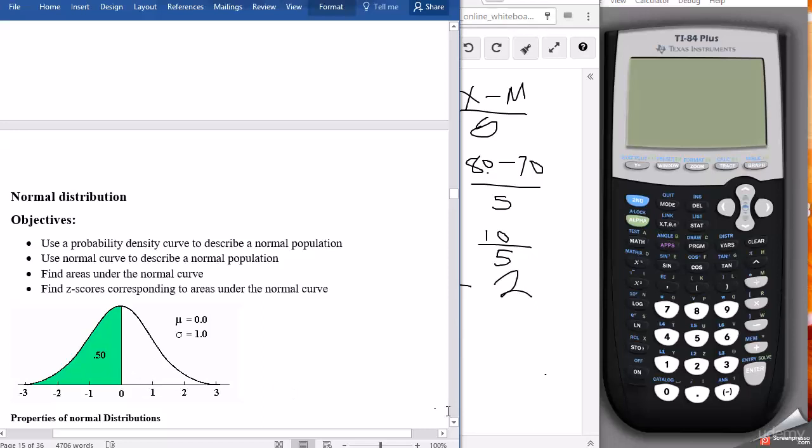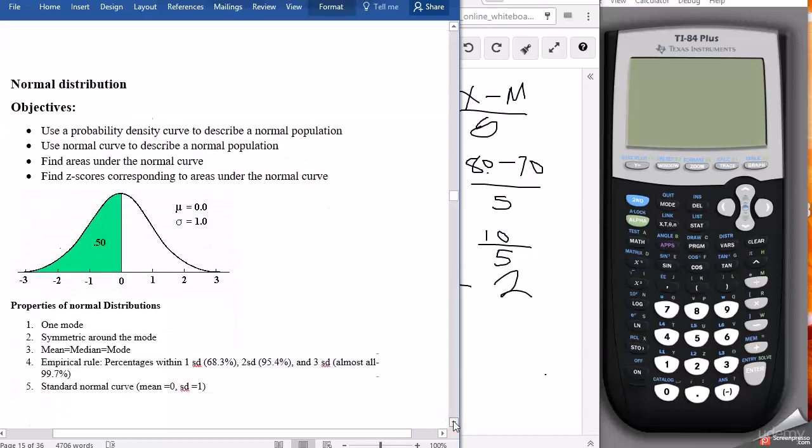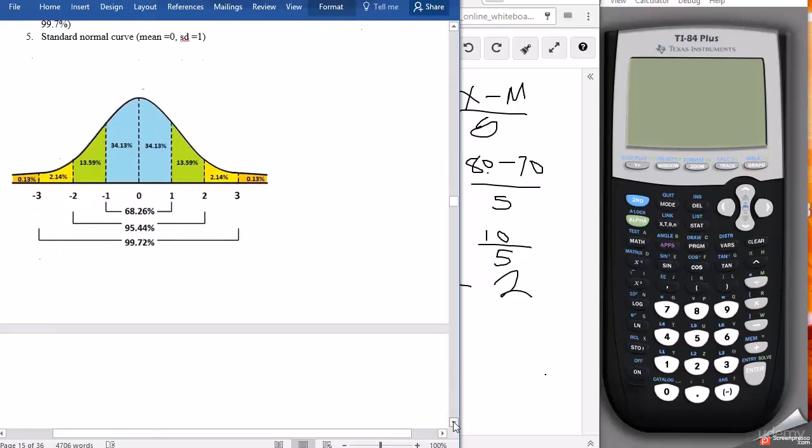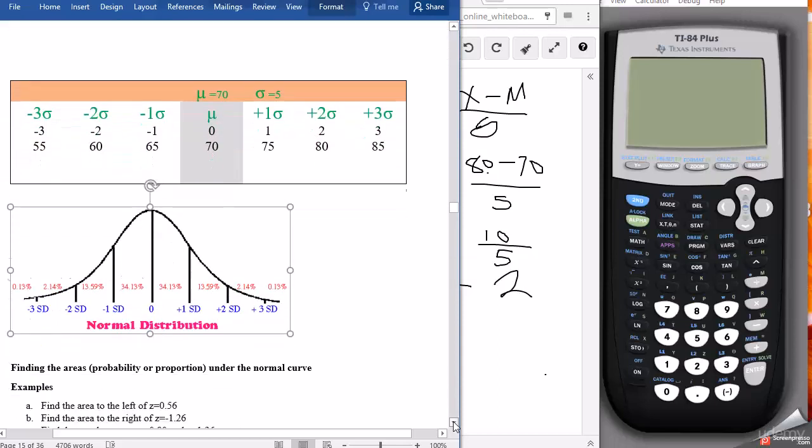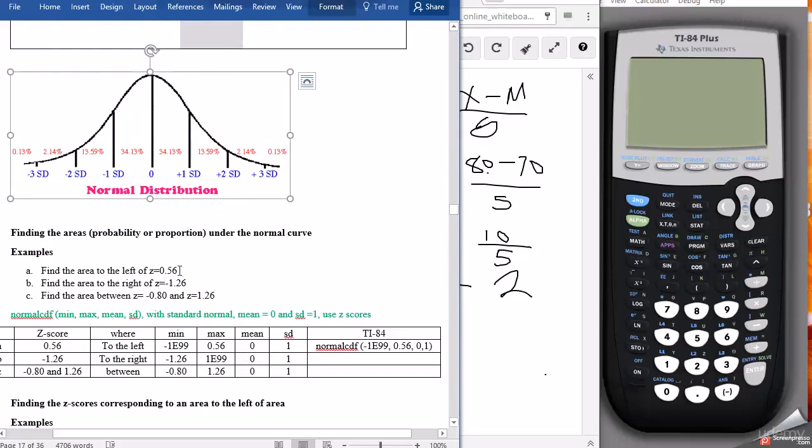Okay, so that is what we are going to try to look at. We're going to use the TI-84 Plus to do that. So for instance, we are asked to find the area to the left of z equals 0.56.